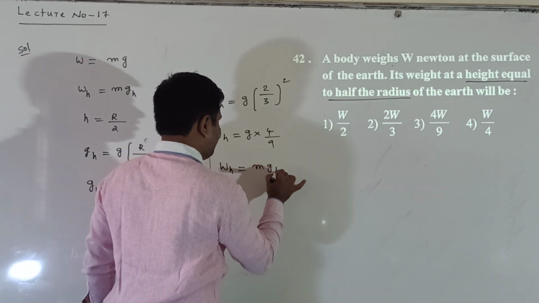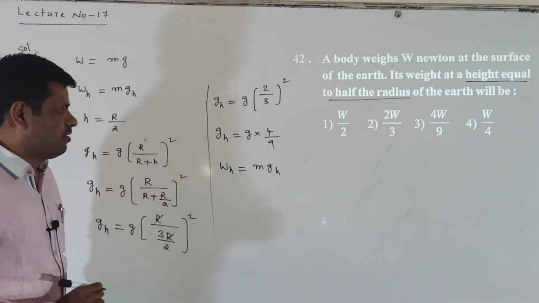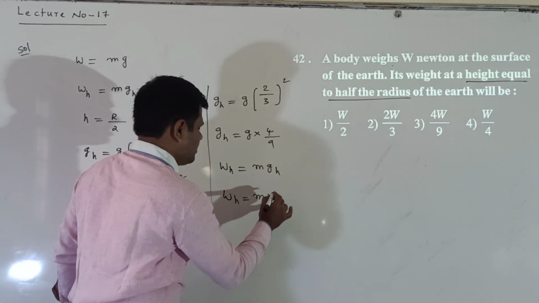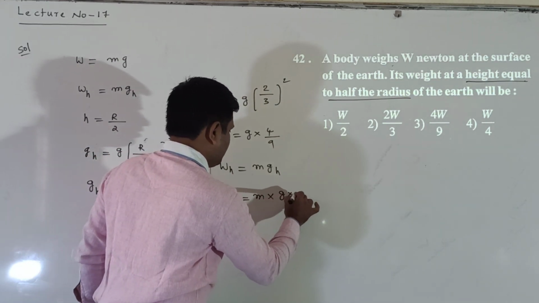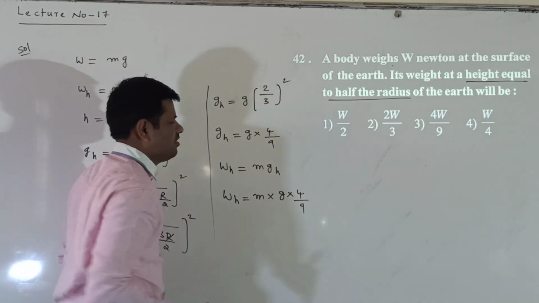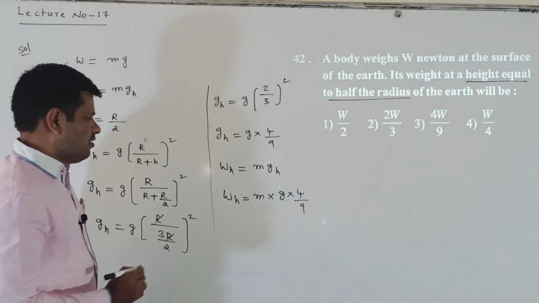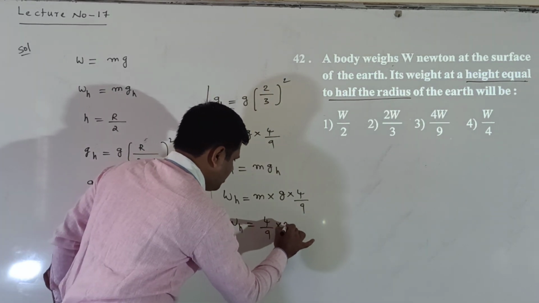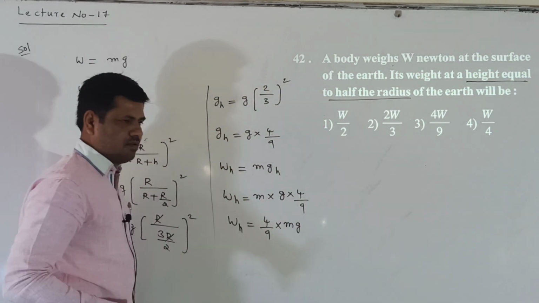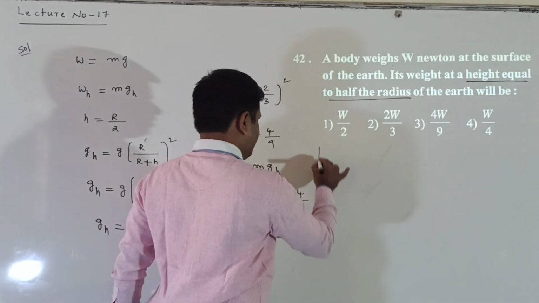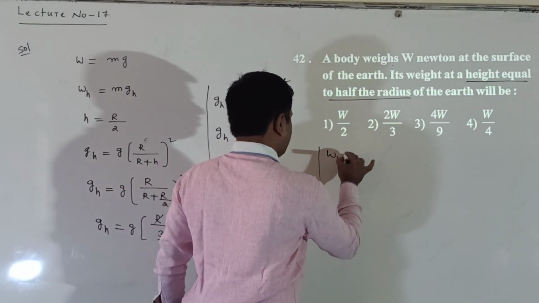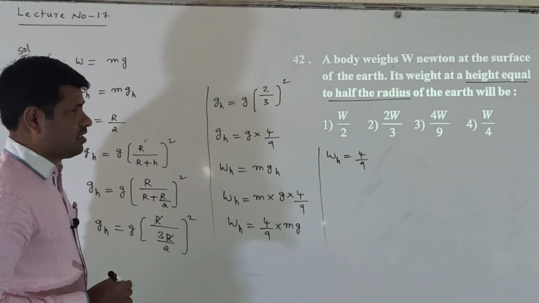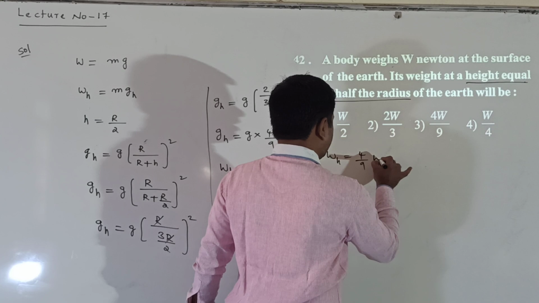WH is equal to m into GH, we know that formula. So WH is equal to m into GH, and GH is equal to G into 4 by 9, already we know that value. Now WH is equal to 4 by 9 taking outside, remaining mg. So WH is equal to 4 by 9 into mg. Mg is equal to W, so here 4 by 9 into W.